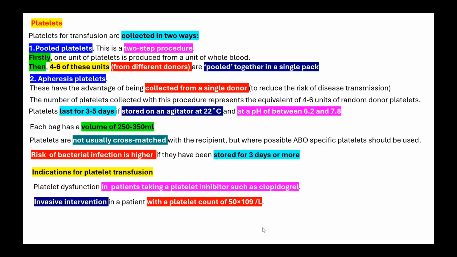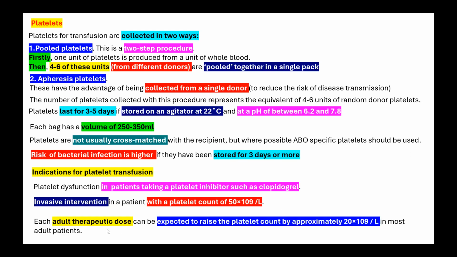And invasive interventions, whenever you want to do a central line or epidural, any intervention where there is likelihood of bleeding, then you can prepare the patient by pre-transfusion with platelets. And if the platelet count is less than 50,000 in those patients, you can do that. Each adult therapeutic dose is expected to raise the platelet count by approximately 20 x 10^9 per litre in most of the adult patients.